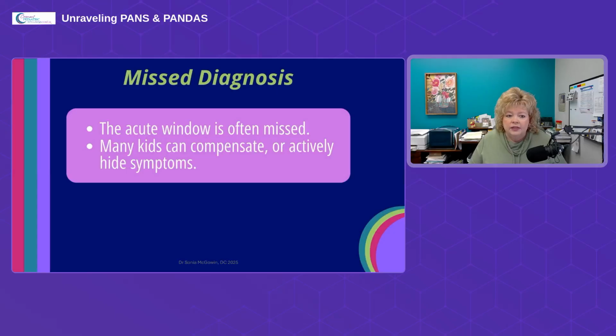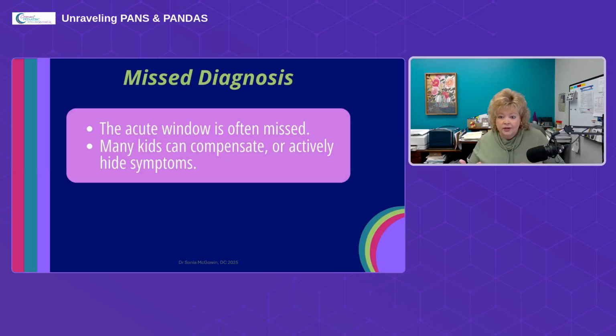Part of the reason that this is often missed too is that kids can often compensate or actively hide symptoms. They know that it would trouble their parents to know that they were having intrusive thoughts or that they were feeling like they needed to engage in compulsive behavior. And so they actively hide it, or they're able to sort of tamp it down. And so that makes us miss that acute onset window.